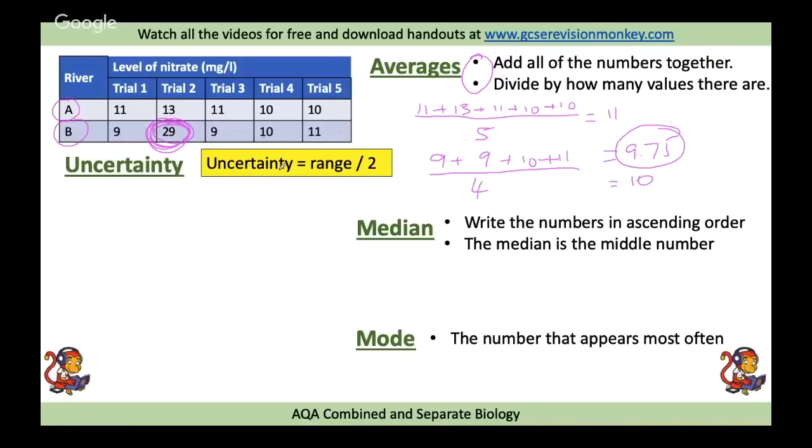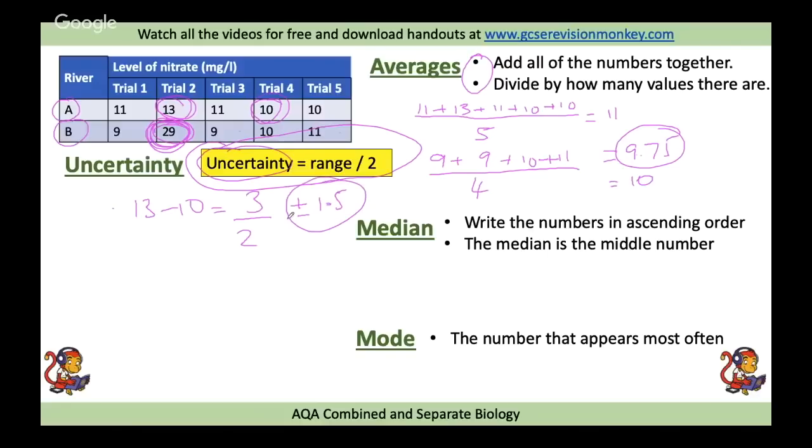Uncertainty, if you're writing that list of calculations to remember, this is definitely one. Uncertainty is range divided by 2. We don't know where it's going to come up. It could come up in biology, it could come up in chemistry or physics. So uncertainty is the range. So if we looked at uncertainty of result A, the range is 13 to 10. So 13 minus 10 will give us 3. And then we divide by 2. So our uncertainty of those results is what we always put in front, plus or minus 1.5.